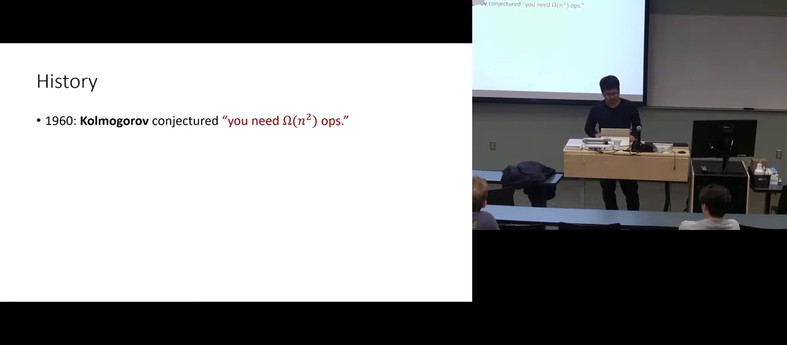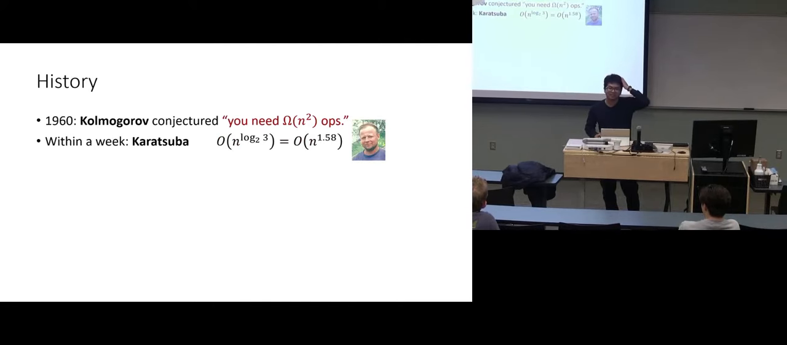It turns out that within a week after the seminar was announced, one of his students, Karatsuba, managed to show that you can actually do something better than n squared. The running time is this weird expression, something like n to the 1.58.